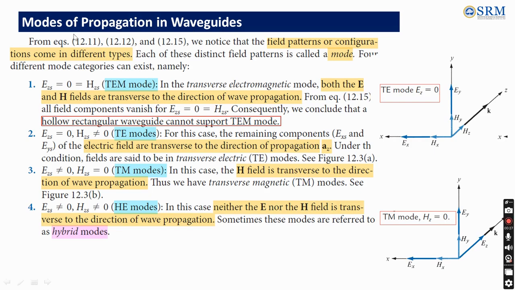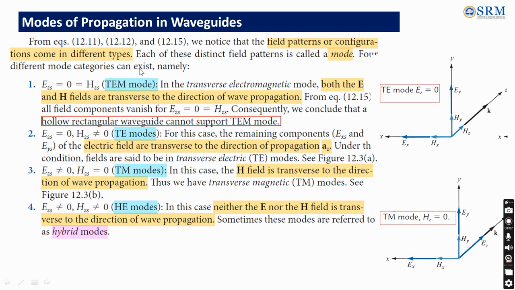So we have seen from the 12.11 and 12.12 equations, that is Ez and Hz. Similarly, the 12.15 equations will give me Ex, Ey, Hx, Hy. From these six wave equations we have found, we can notice that field configurations can come in different types. Each of these distinct field patterns we term as a mode. A mode in rectangular waveguide is nothing but a distinct field pattern. The wave equations give us distinct field patterns.